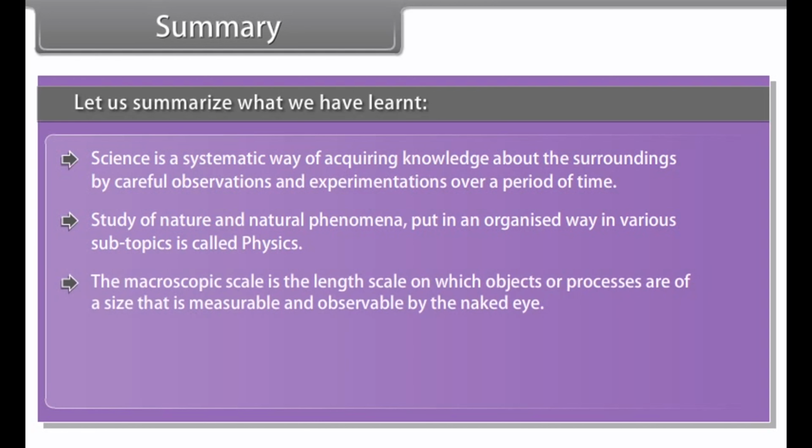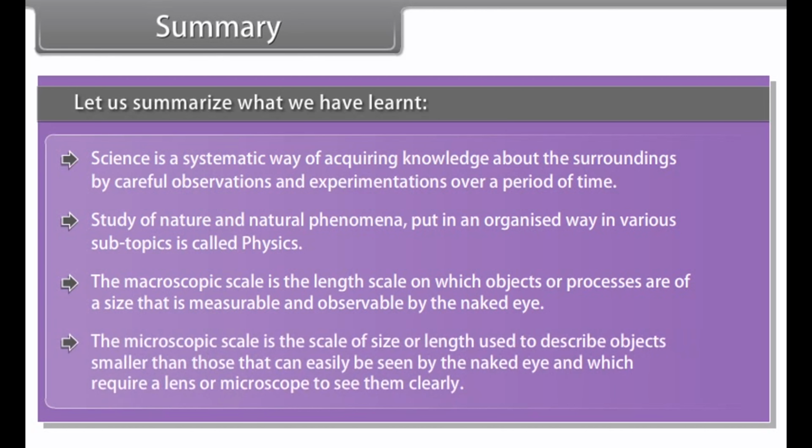The macroscopic scale is the length scale on which objects or processes are of a size that is measurable and observable by the naked eye. The microscopic scale is the scale of size or length used to describe objects smaller than those that can easily be seen by the naked eye and which require a lens or microscope to see them clearly.